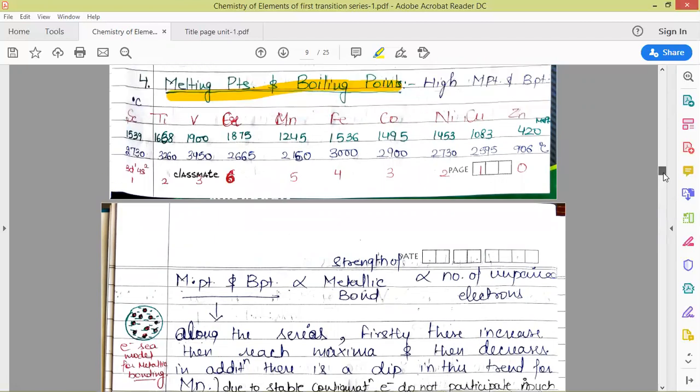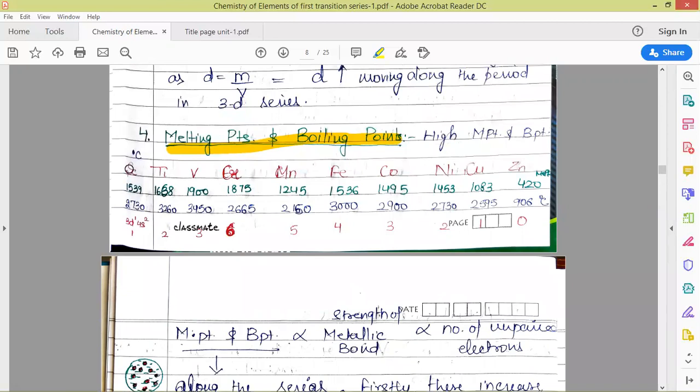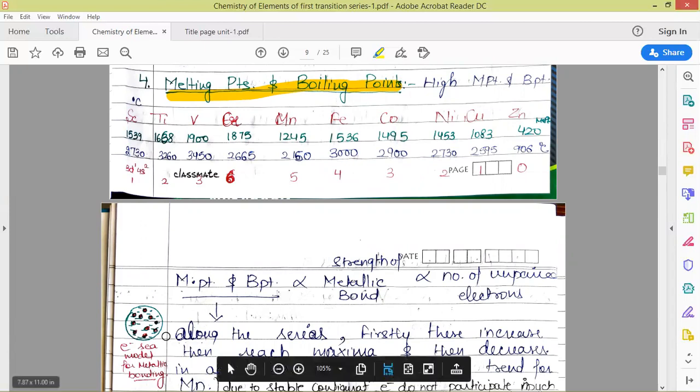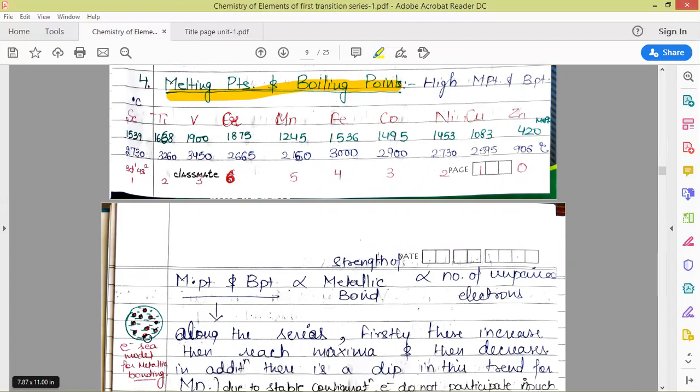Coming back to the melting point and boiling point values, here we have written the elements. The second line in green color is the melting point values. The third line is the boiling point values, and here we have written the number of unpaired electrons. For metallic bonding, the strength of metallic bonding increases with an increase in the number of unpaired electrons. This is a general rule: the more the number of unpaired electrons, the more would be the electrons around the positively charged kernels, the more intense is going to be the bonding, and the more would be the values of melting points and boiling points.